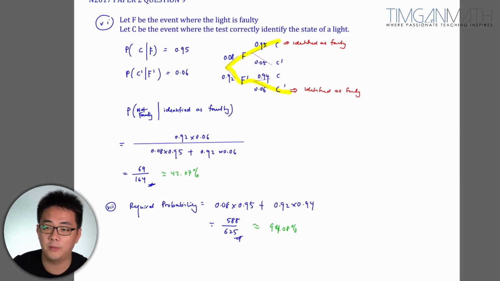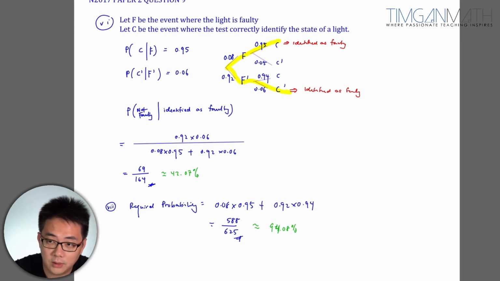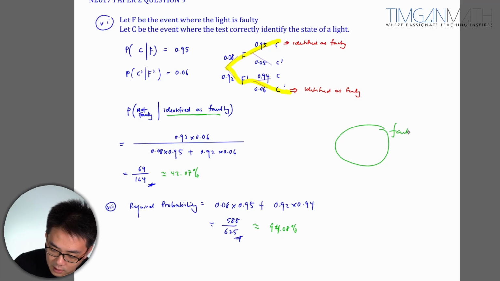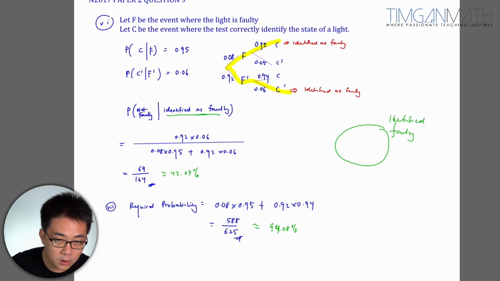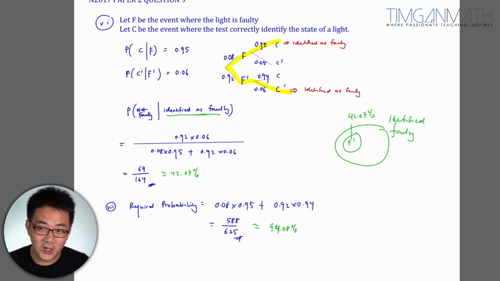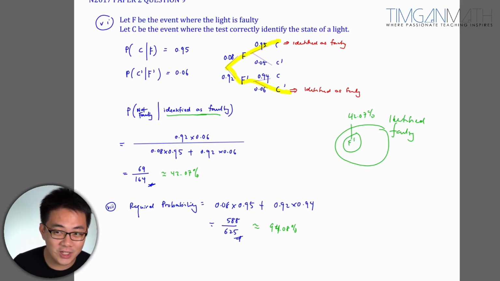But let's try and make sense of part 6 first. 42.07% is a very high number, meaning if you identify 40 bags as faulty after you run the test, about 42% of them are actually working fine. That is not good. This is how you interpret conditional probability. So it's obviously not a good test, right?